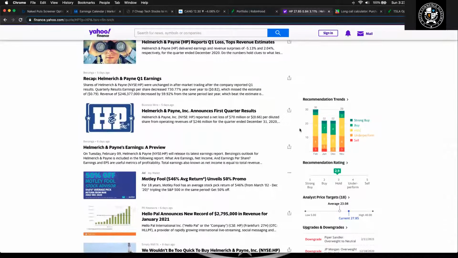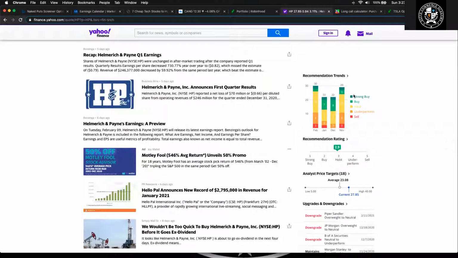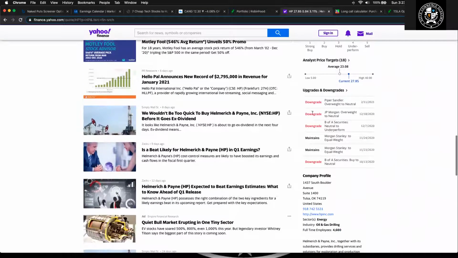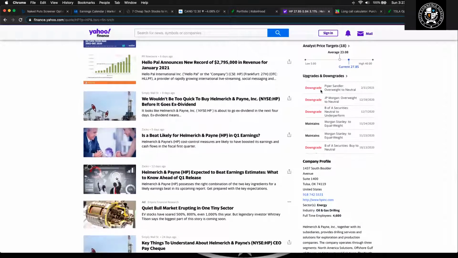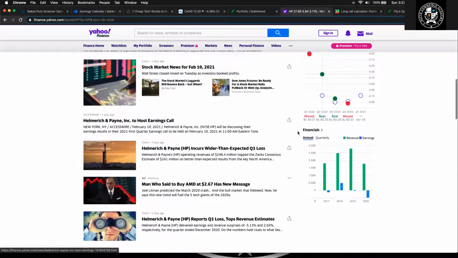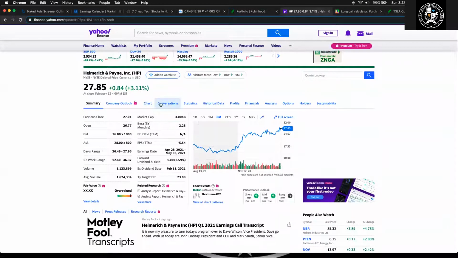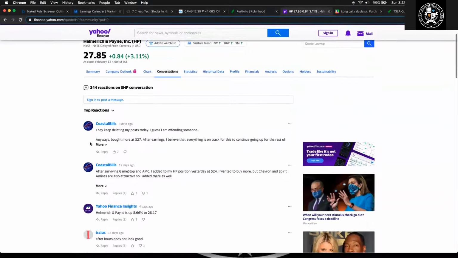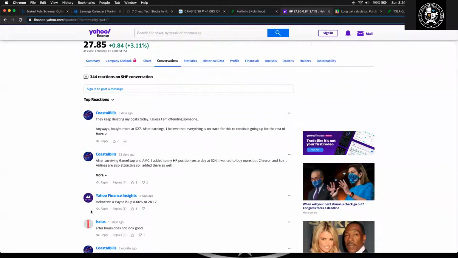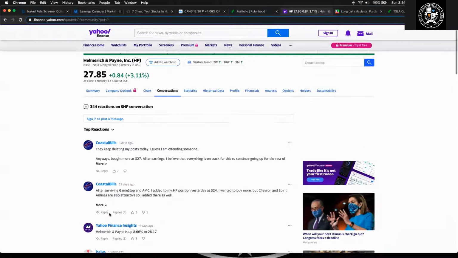Then the recommendation trends will tell you what they feel you should be doing: strong buy, hold, underperform, sell, upgrades and downgrades. Looking at these companies, Bank of America, JP Morgan, Piper Sandler, Morgan Stanley, all of them have pretty much downgraded this stock. You feel what I'm saying? So people are maybe not looking to keep this stock long term. Also, you can check out the conversations and see what other investors on this platform are saying about it. You can take that for what it is.